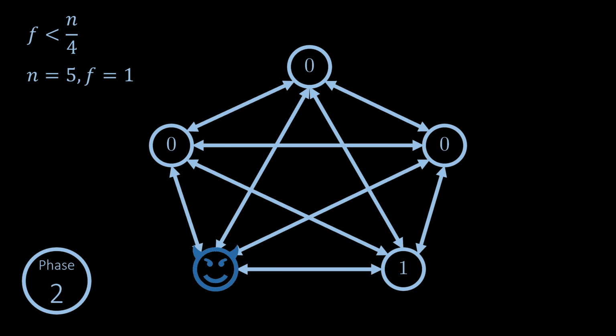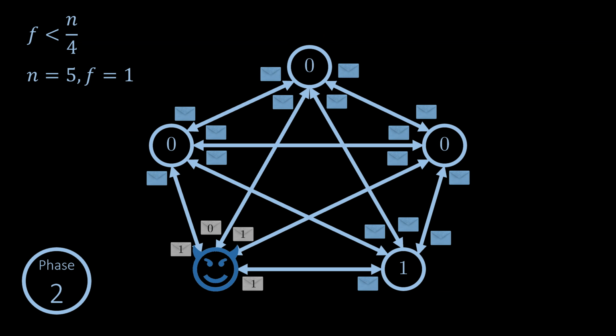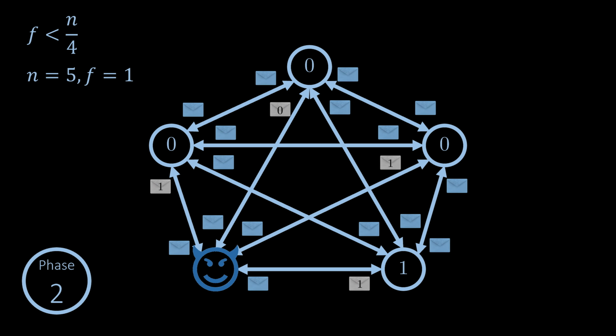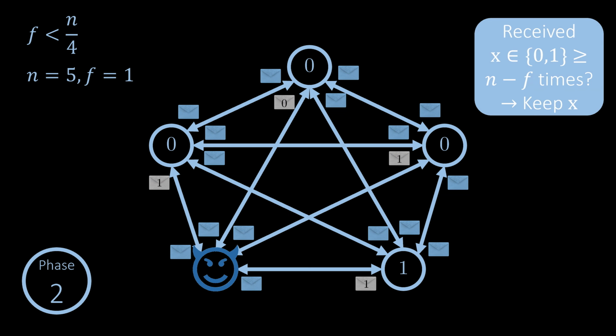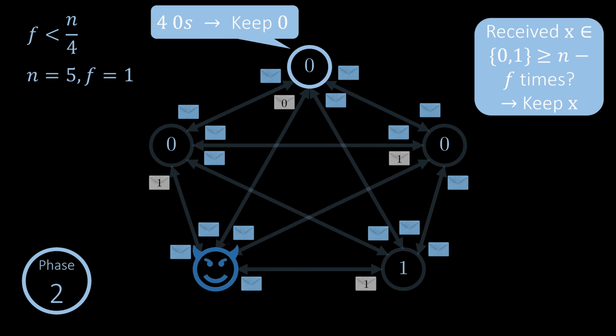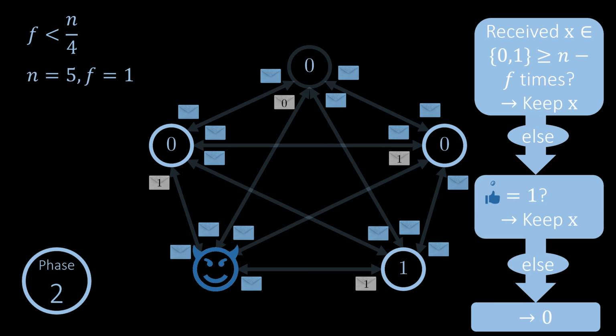In the second phase, the nodes broadcast their proposals again. Since many correct nodes now support value 0, the malicious node tries to act against this trend and proposes 1 to all but one node. Every node checks again if some value has been received at least n minus f times. If this is the case, this node simply keeps its current value. This is the case for the topmost node. All other nodes use the shared coin to force a random decision.